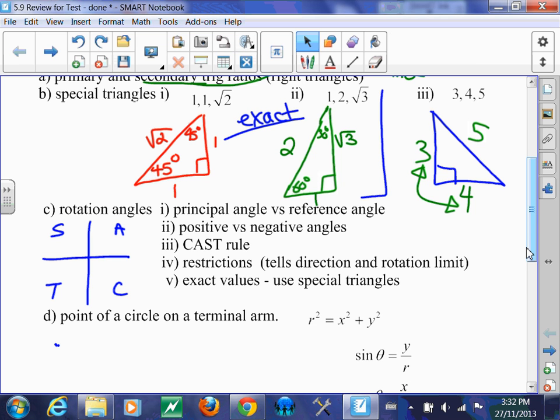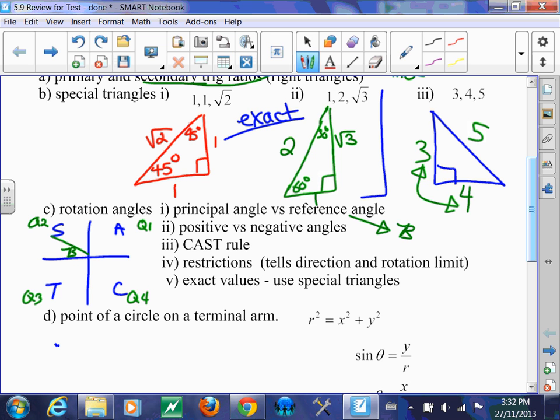So there's our cast rule. Just remember that our quadrants, Q1, Q2, Q3, and Q4. Okay, and the principal angle versus the reference angle. If I do an example here where I put beta being my reference angle, so beta in my diagram is going to be my reference angle, and my principal angle is going to be theta, which remember starts from the initial arm there and goes out, principal arm.